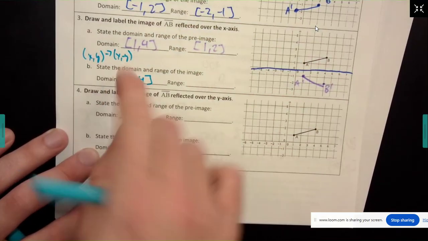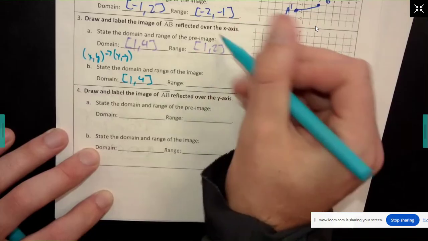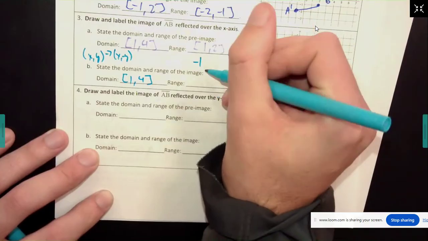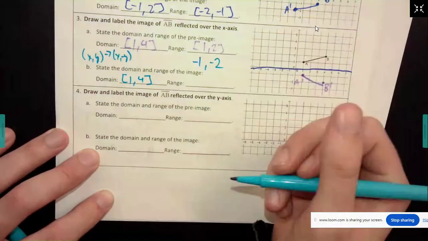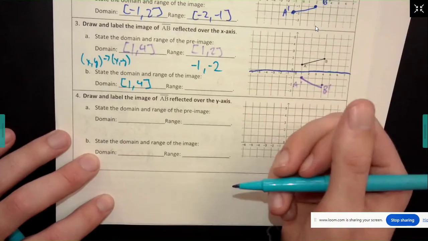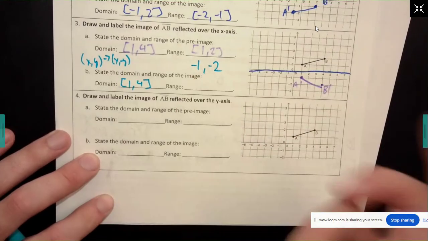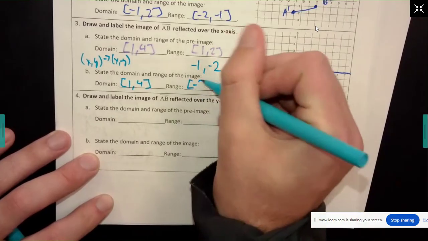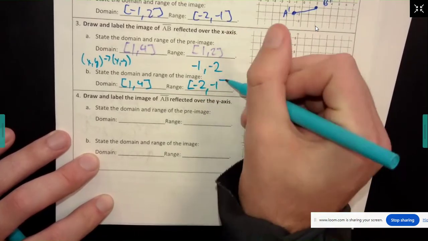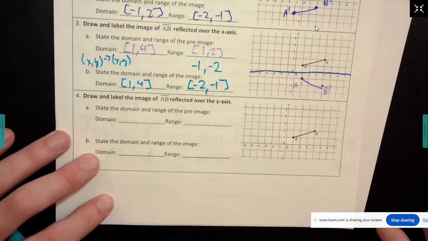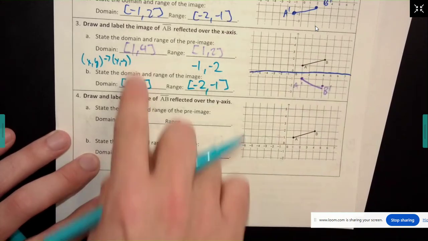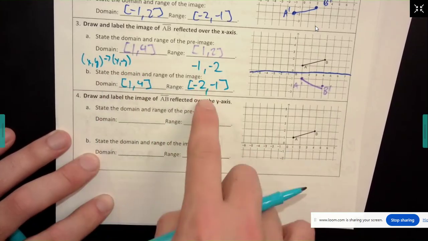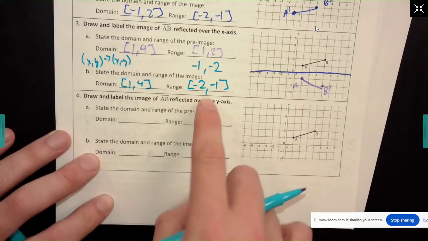What I do is change these numbers to negative. Instead of 1, I have negative 1. Instead of 2, I have negative 2. And we have to put them in order: my lowest number first, my highest number second. Since negative 2 is my low number, I'll put that first. Since negative 1 is my highest number, I'll put that second. So the domain stayed the same because my x stays the same. The range changed from positive to negative.